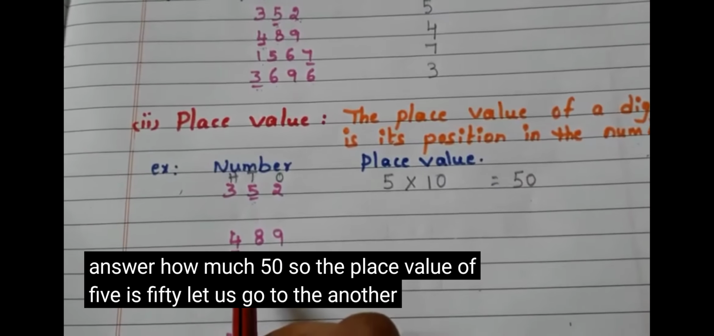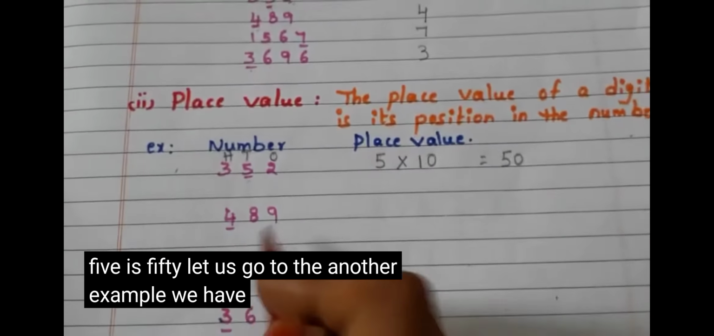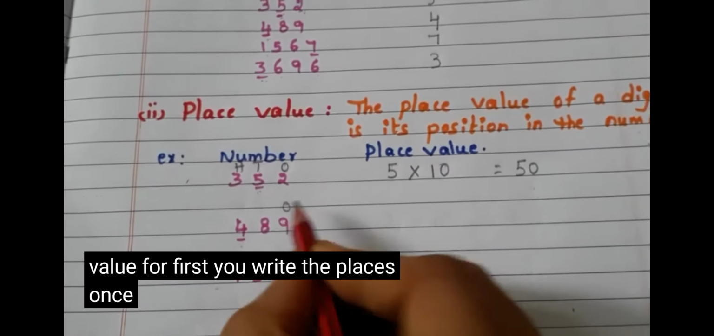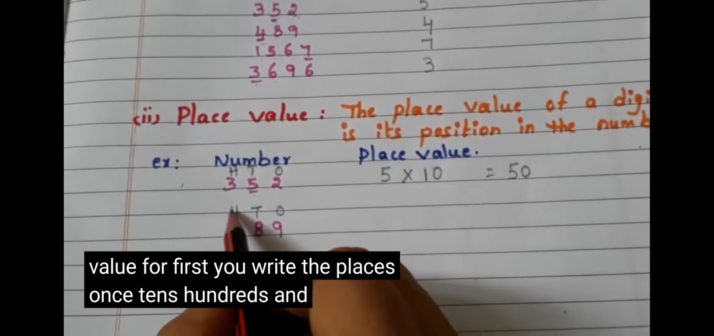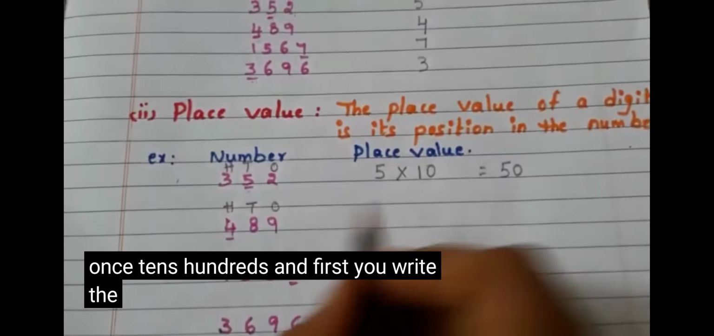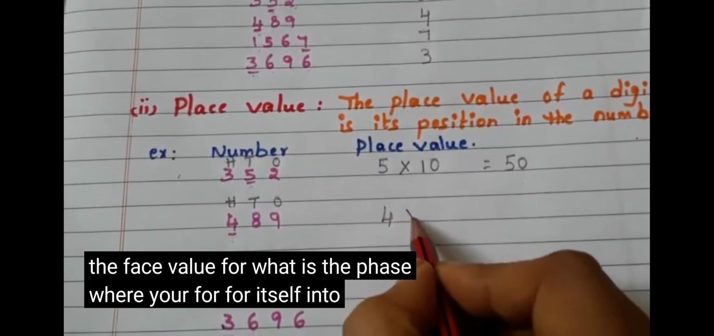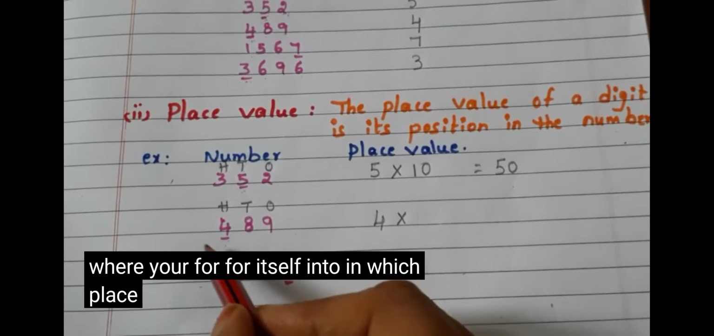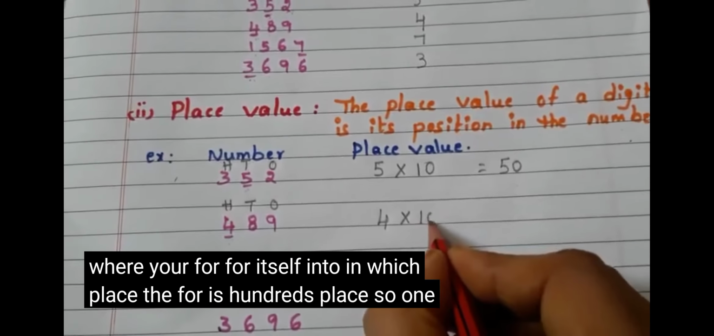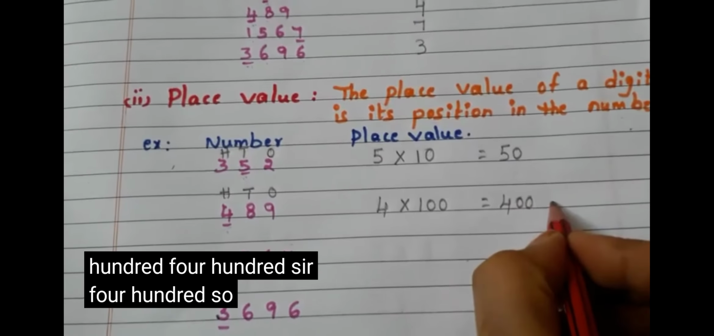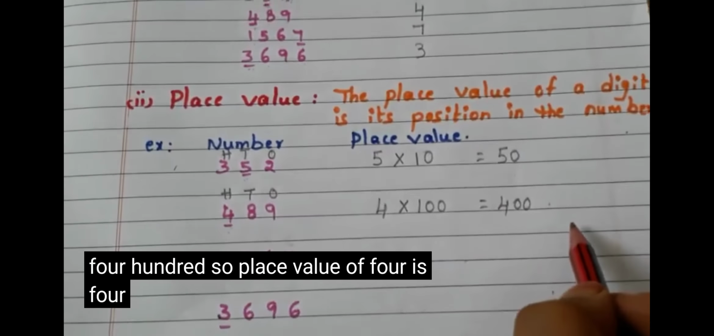Let us go to another example. We have to find out the place value of 4. First you write the places: ones, tens, hundreds. And first you write the face value of 4. What is the face value of 4? 4 itself. Into, in which place is the 4? Hundreds place. So 100. 4 hundreds are 400. So the place value of 4 is 400.